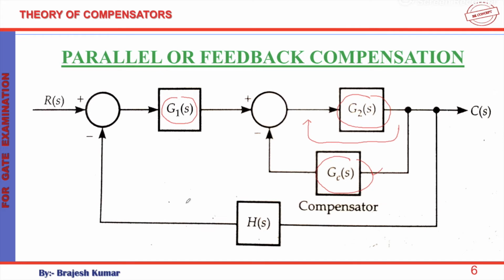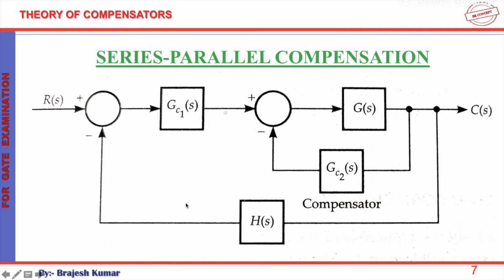And we can also have both these schemes combined into a single diagram. So here it is GC1, one of the compensators, and here it is the second compensator. One of the compensators is in series connection and another one is in minor feedback connection. That's why it is known as series parallel compensation.